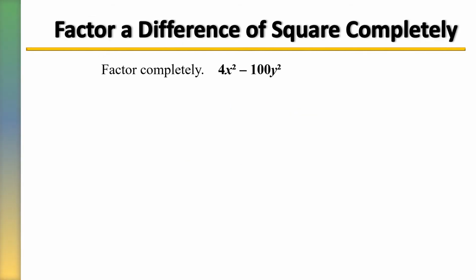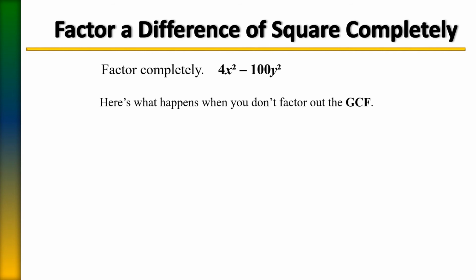I want to show you what happens if for some reason you don't factor out the GCF. Let's say you saw this and you weren't aware that there was a GCF of 4. Instead, you just took the square root of them. The square root of 4x squared is 2x. The square root of 100y squared is 10y. And so you wrote it as 2x plus 10y, 2x minus 10y.